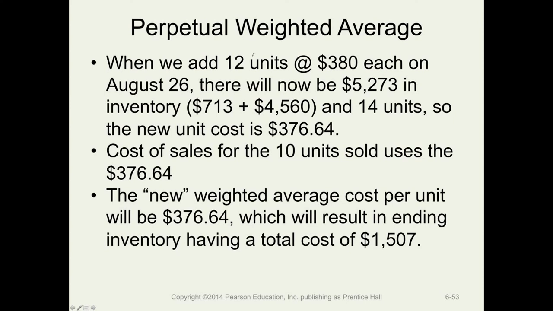The average cost is now $376.64, and when we sell the 10 units, it's going to be $376.64. We also know that the ending inventory is going to be 4 units, and those 4 units are going to be made up of the average cost of $376.64. Multiplying that by 4 gives you the ending inventory value of $1,507. So multiplying this by the 4 units in ending inventory would give you that balance.